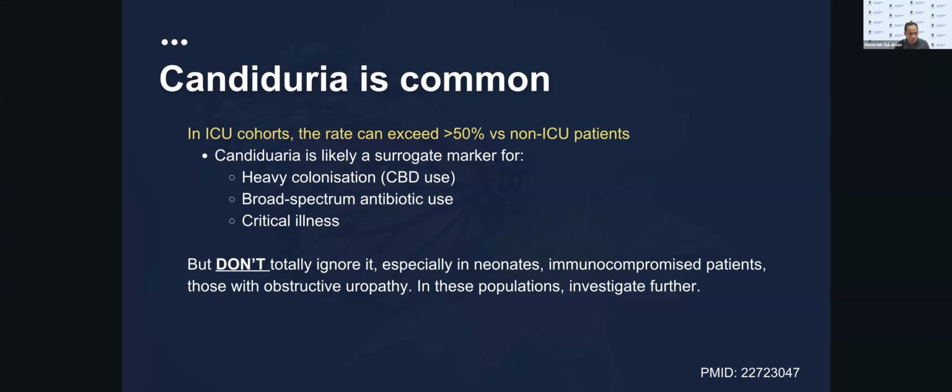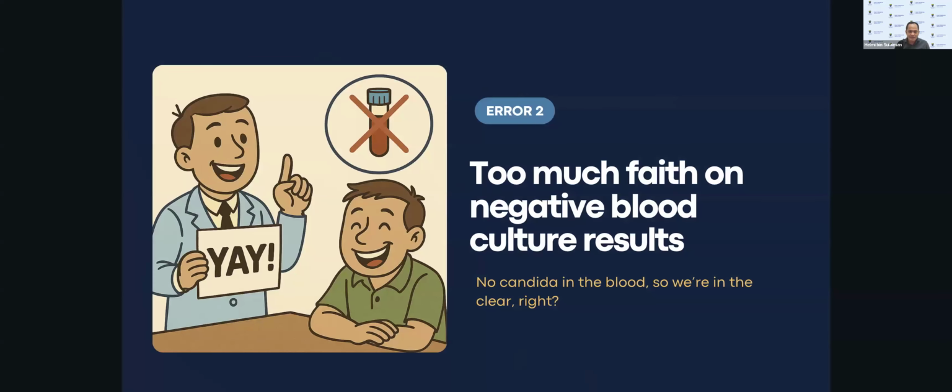But my advice is that when you see candiduria, do not totally forget or ignore it, especially when you are dealing with neonates, immunocompromised patients, and those with obstructive uropathy. You should investigate further because the patient may still have IC if candiduria is present, especially in neonates. The second error is that we put too much faith in negative blood culture results.